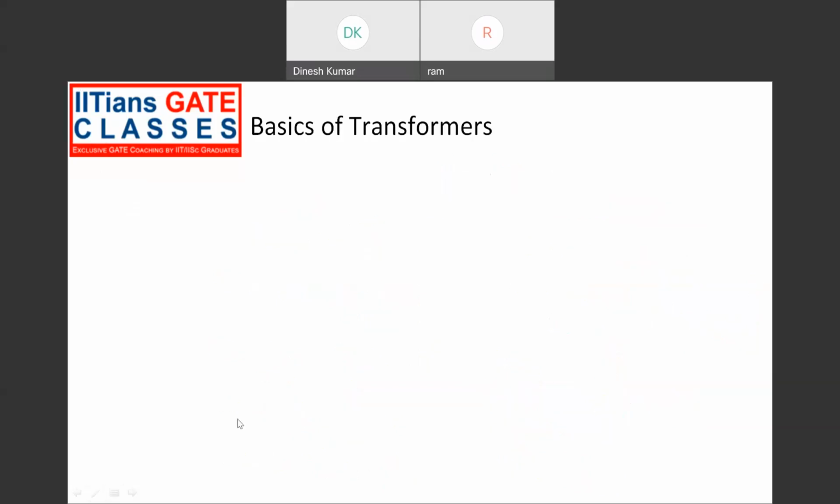So we are continuing the basics of transformer. Earlier we have seen the phasor diagram of a transformer on no load. That was the ideal transformer. Now we will be considering a practical transformer, the same on no load condition.